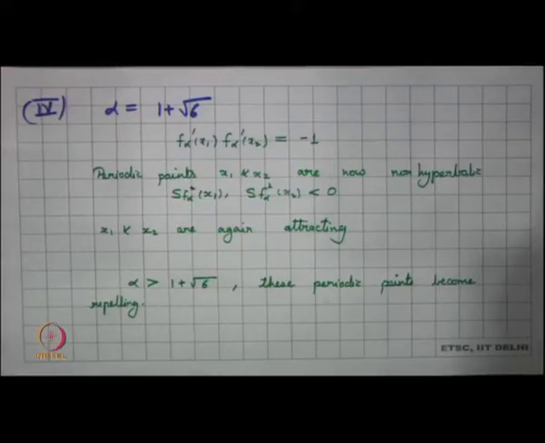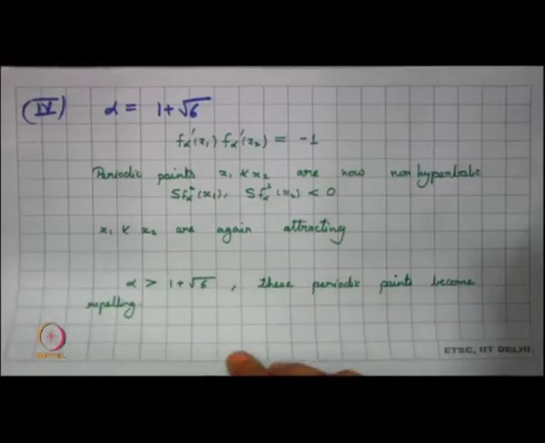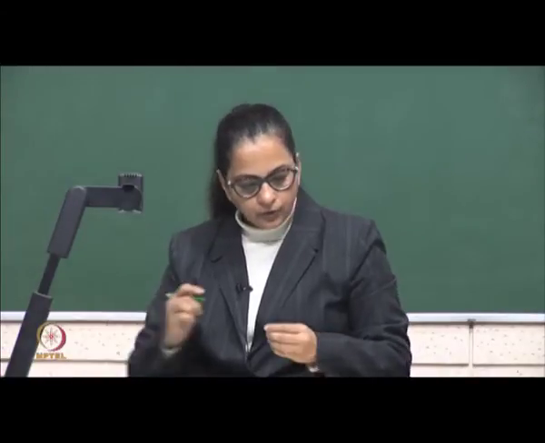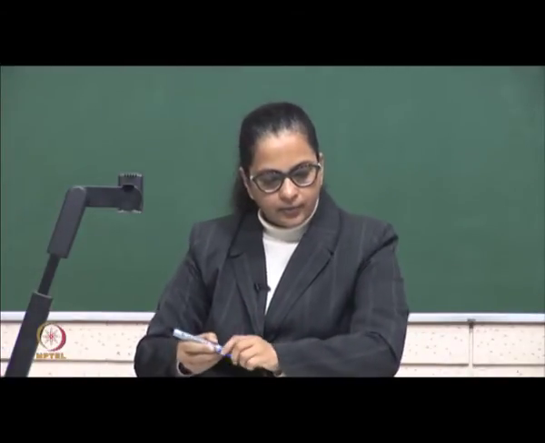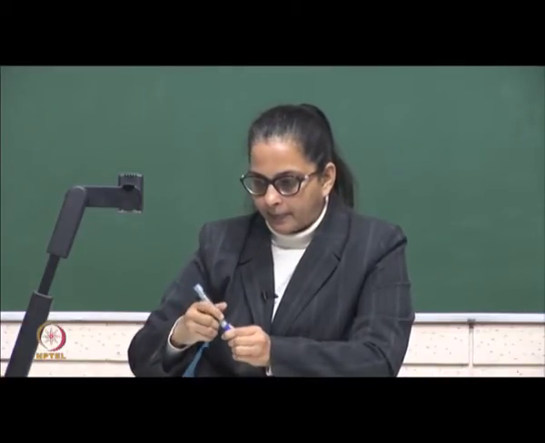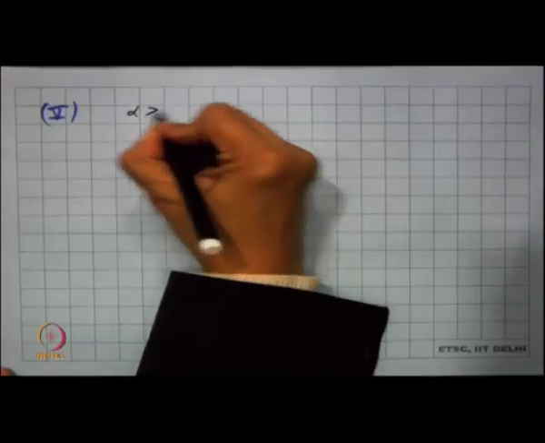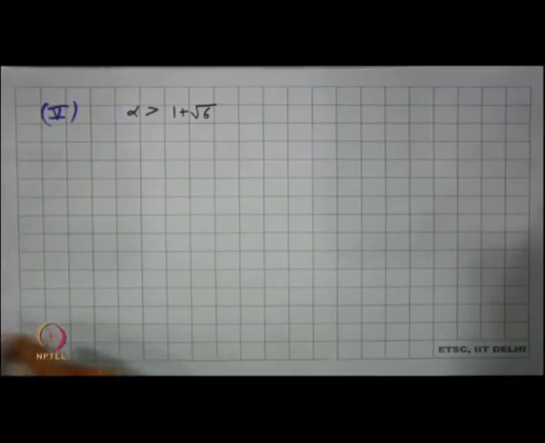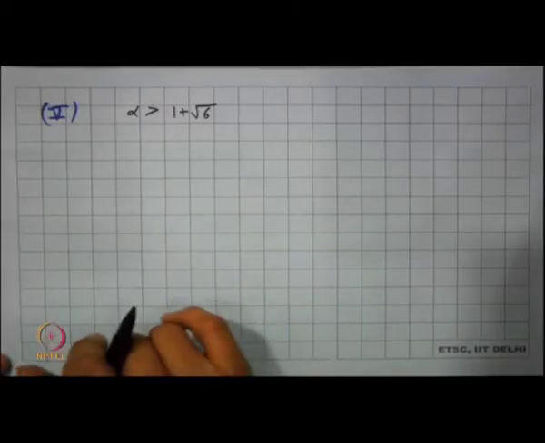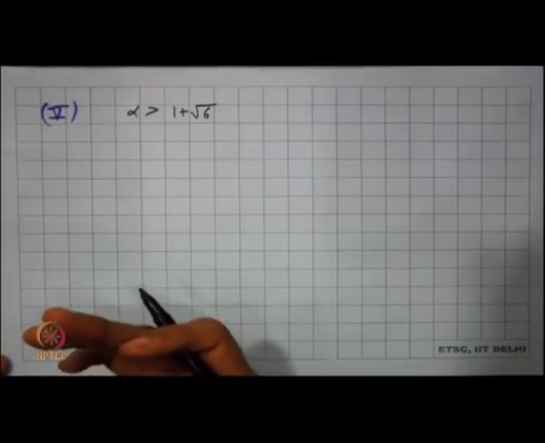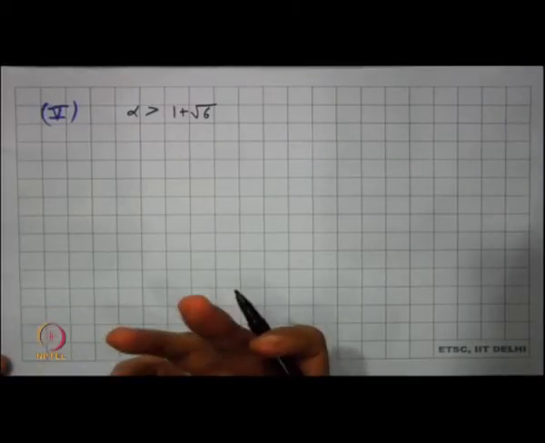So, what happens to this orbit? We try to look into this fact again. What happens when alpha becomes greater than 1 plus root 6? We will look into this next case. What happens when my alpha goes beyond 1 plus root 6? These two periodic points are repelling. So, we find that there is another periodic orbit of period 2 square, period 4, right.